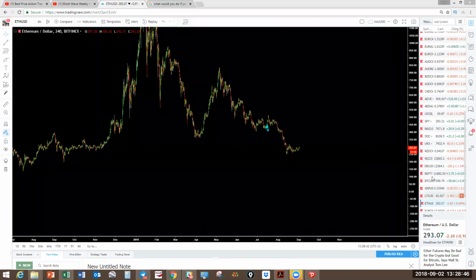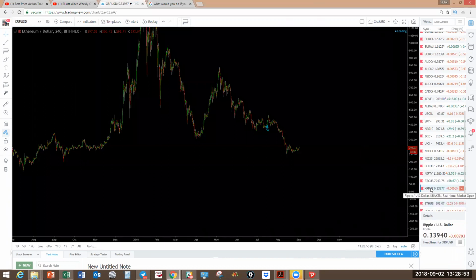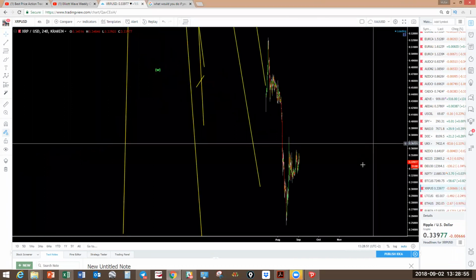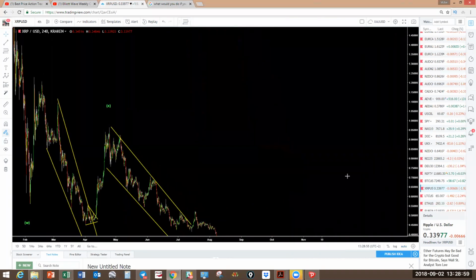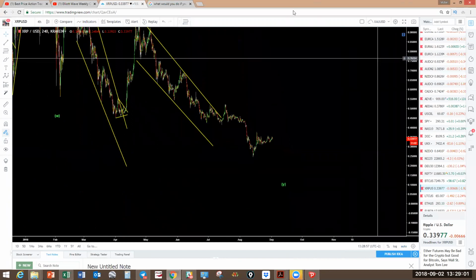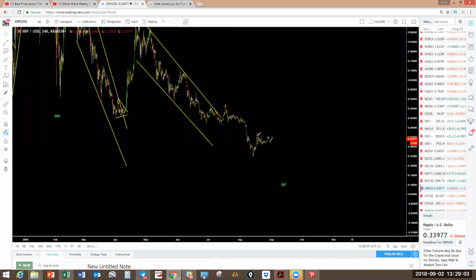And lastly, Ripple. With Ripple, you can see that structure again. It has made that structure, this one here, after the impulsive move to the upside. So this can give you an impulsive move, 1, 2, 3, down. Keep an eye. You don't trade this, you trade this.